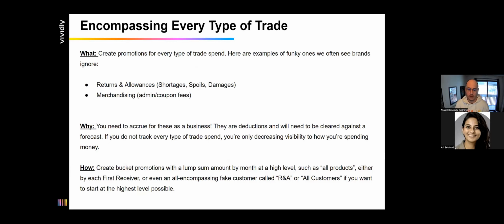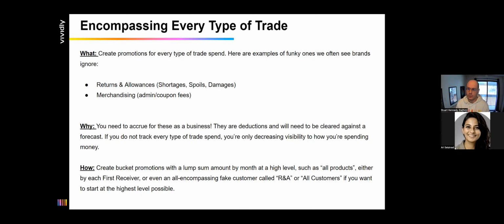So what do I mean by this? You've got scans and MCBs and slotting and EDLPs. Those are kind of the standard ones that everybody typically is planning promotions for. But we really want to make sure that we're encompassing every single type of spend that could be considered trade spend. And this doesn't necessarily mean you're creating a quote unquote promotion, but more of a bucket of what you expect to spend on those certain items, and then seeing how all of those deductions align with what your expectations are. So then you're really building a holistic, all-encompassing budget, and then seeing how each of those measure up.